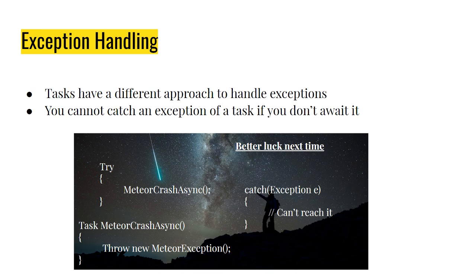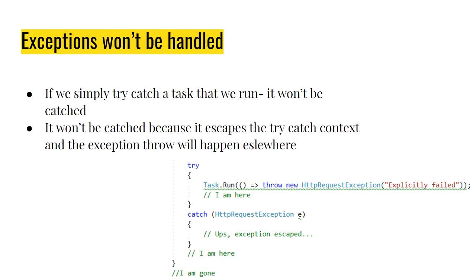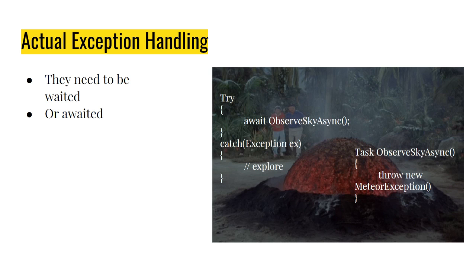So how do you handle it? You handle it this way. Well, it won't be handled. You handle it this way. You need to await an asynchronous method, and then you handle it. By awaiting, you get an exception, exactly the exception that was thrown at you. So another way to handle exceptions with async is by waiting for them.